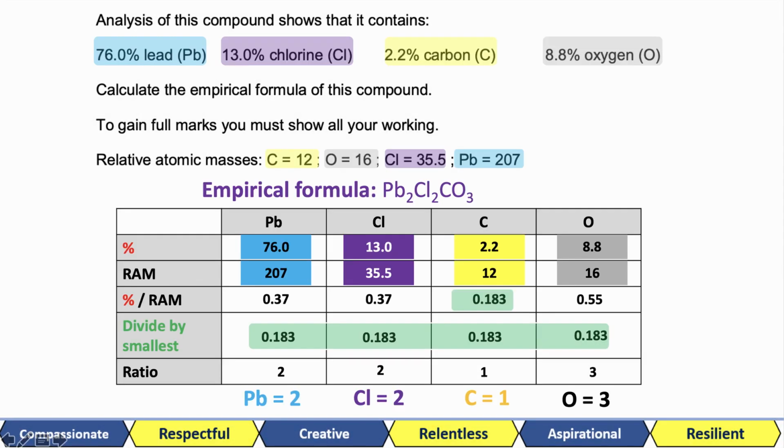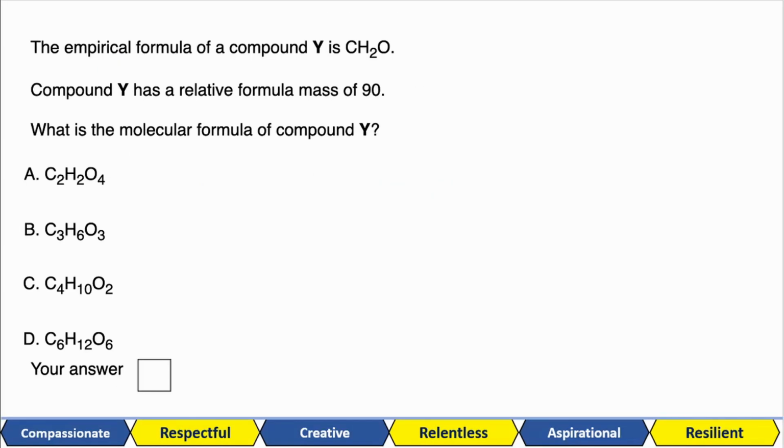So our empirical formula is Pb2Cl2CO3. Just before you start celebrating, there's one more thing I want us to look at. You may get this style of question, where you have to work out the molecular formula from the empirical formula and the relative formula mass. You've got the empirical formula here, which is CH2O. You're also given the formula mass, which is 90.